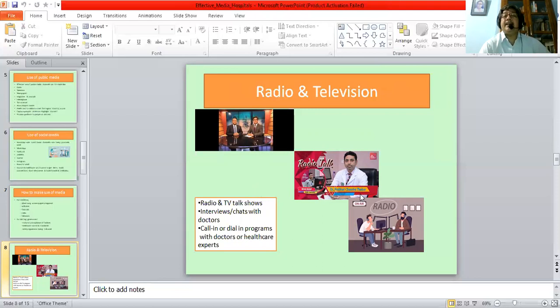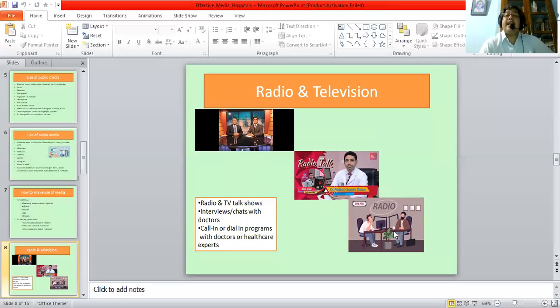So again, they take place at regular intervals and people tune in to these talk shows and often listen to these interviews or chats with doctors. And doctors are very informal and spend a lot of time and care talking about and addressing people's queries. So often these are also call-in or dial-in programs like in radio. So the doctor on call is available.